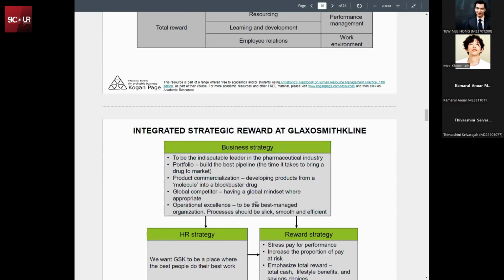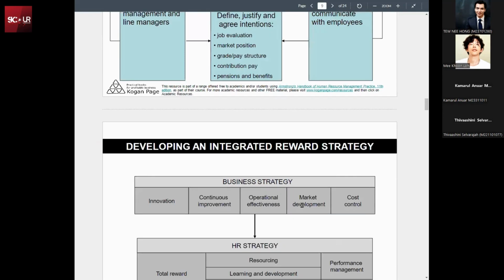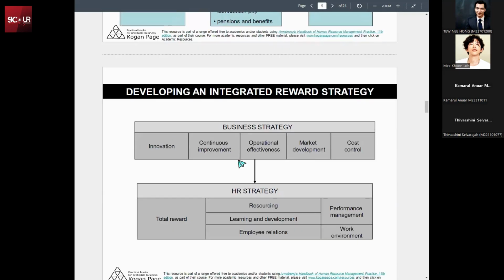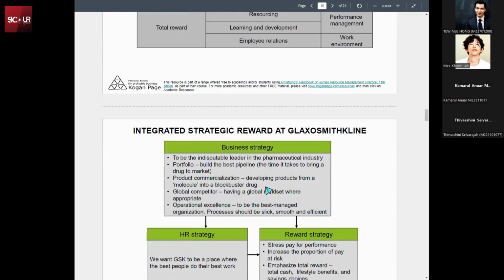Portfolio. Operational excellence, yes. So 1, 2, 3, 4. It doesn't mean that they don't have cost control, maybe it is in another department. So 1, 2, 3, 4, 5. Four of them are here already in the business strategy.